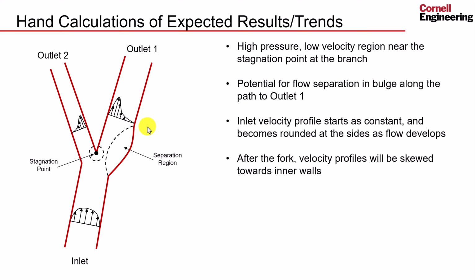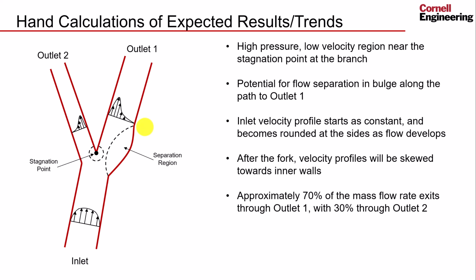Finally, we expect the fluid to move along both of the two branches. We do, however, expect more of the fluid to exit through outlet 1. More specifically, comparing the outlets using the mass flow rate, we expect 70% of the total mass flow rate to leave the artery through outlet 1, while only 30% leaves through outlet 2.